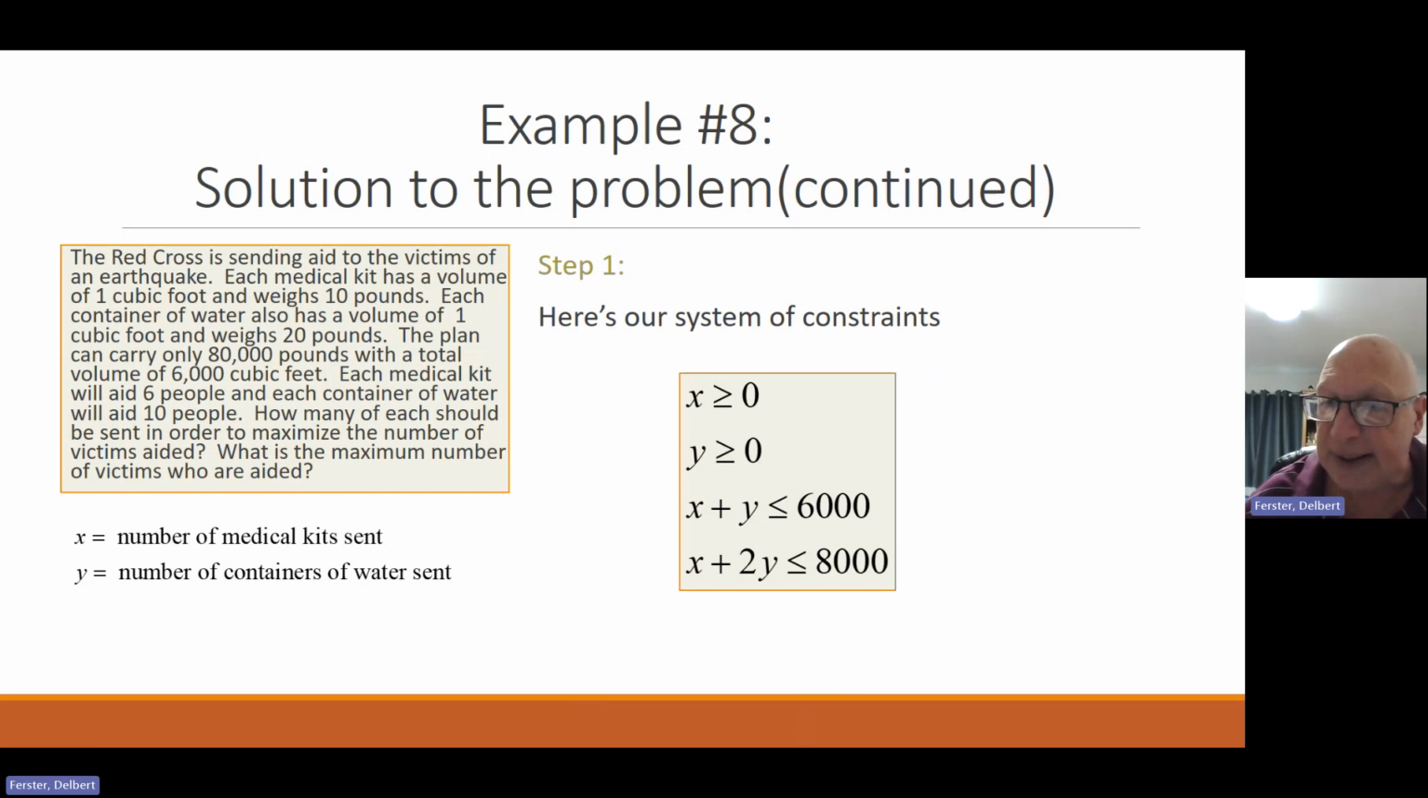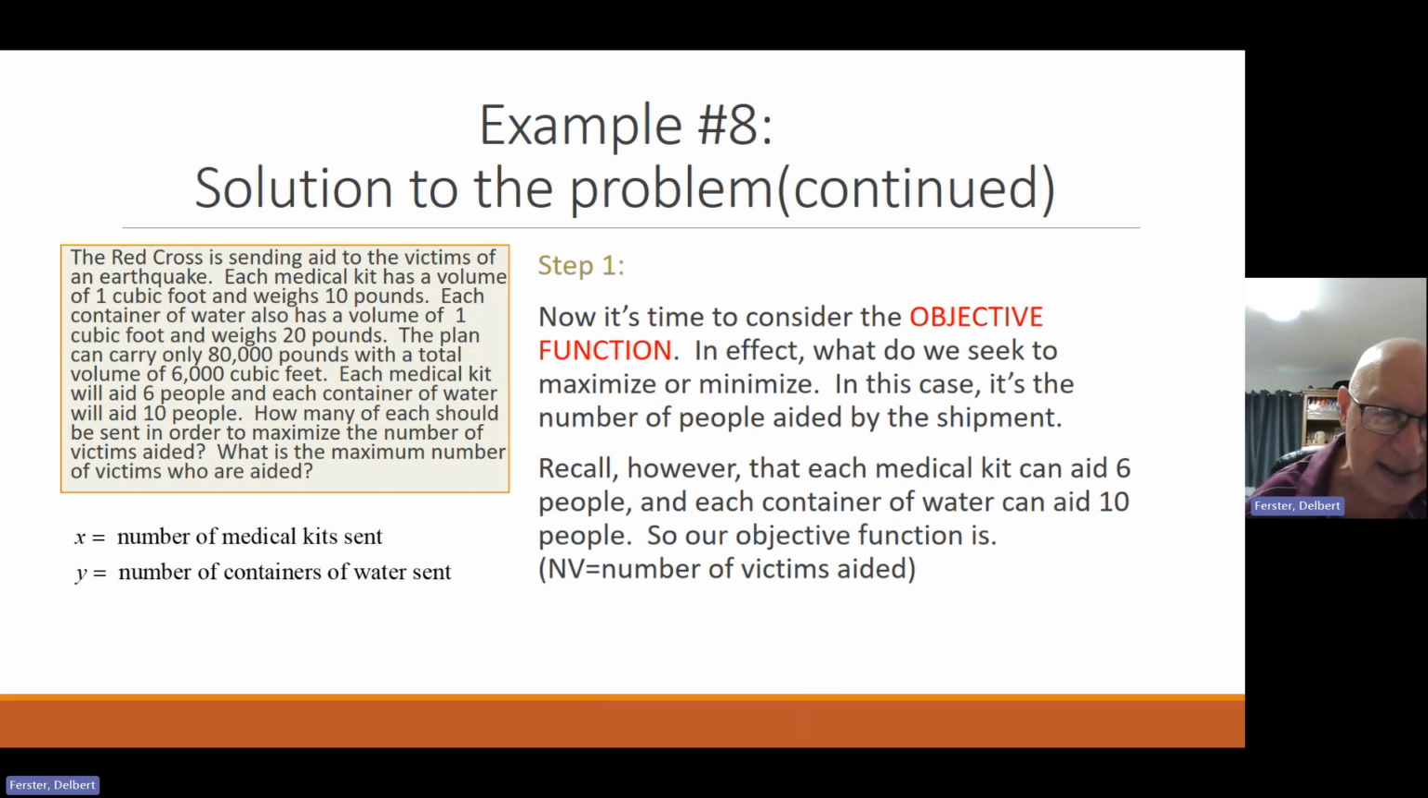All right, so your next step would be to go ahead and graph that system of 4 inequalities on one grid. Okay, and we'll get to that momentarily. But this objective function talks about what it is we want to maximize. Well, we want to maximize the number of victims we can help. Now, honestly, I don't know about NV for number of victims. That's kind of yucky. You might have just said P for people or V for victims or H for helped. So I'll leave that to you in terms of what you choose for that left side variable.